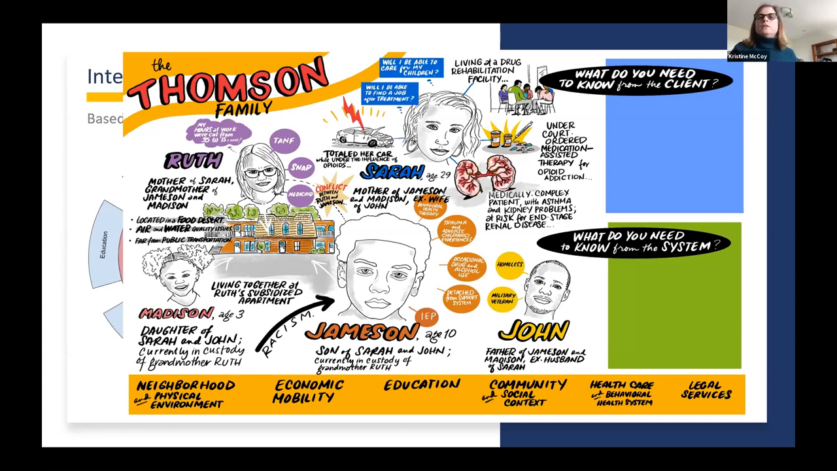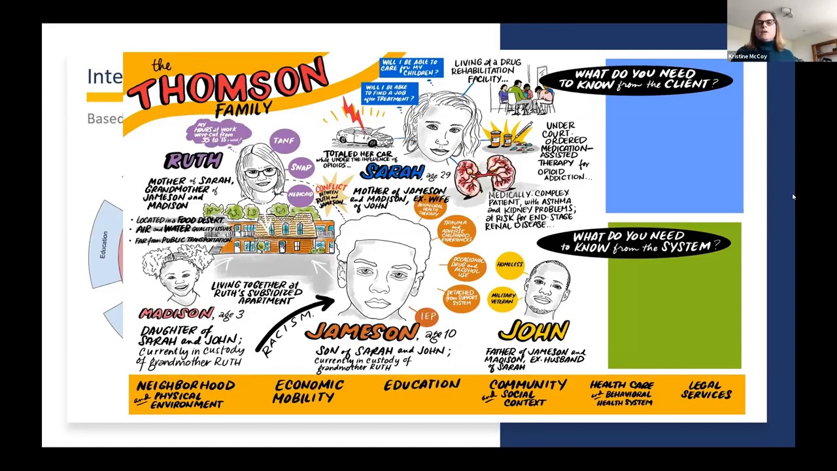And what's really nice about this scenario is this is a 3-generation model. And integrated care for kids requires us to at least have a 2-generational approach, because we recognize obviously that kiddos are not living by themselves and independent of their parental or guardian situation. So the Thompson family consists of mom and dad, Sarah and John, and their 2 children, Madison and Jameson, and Sarah's mother, Ruth.